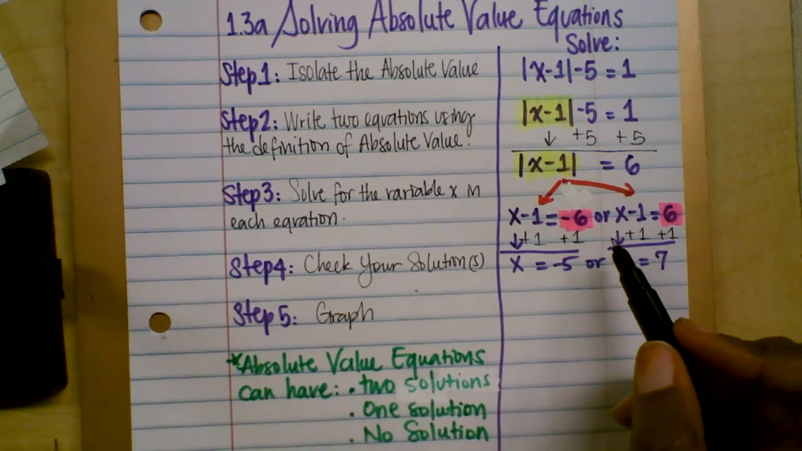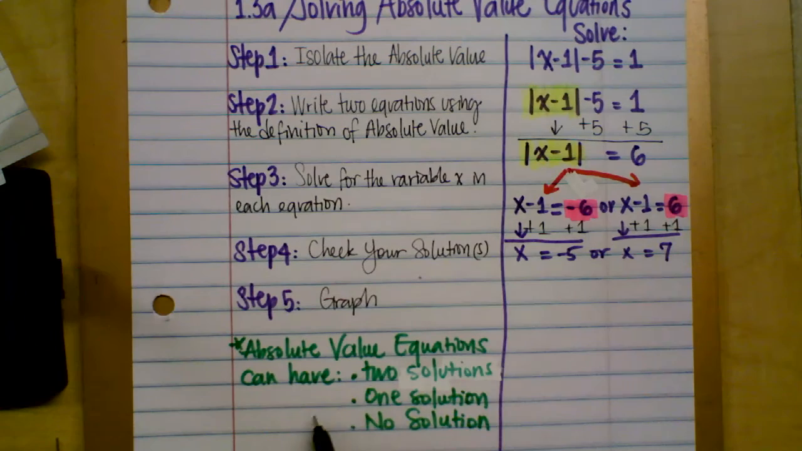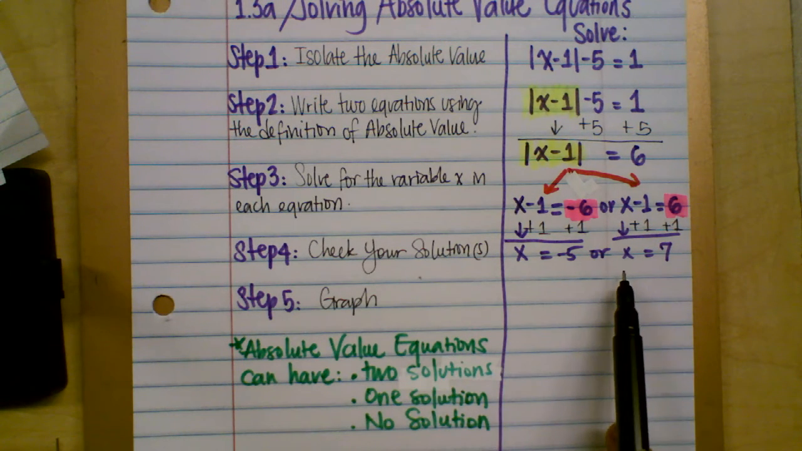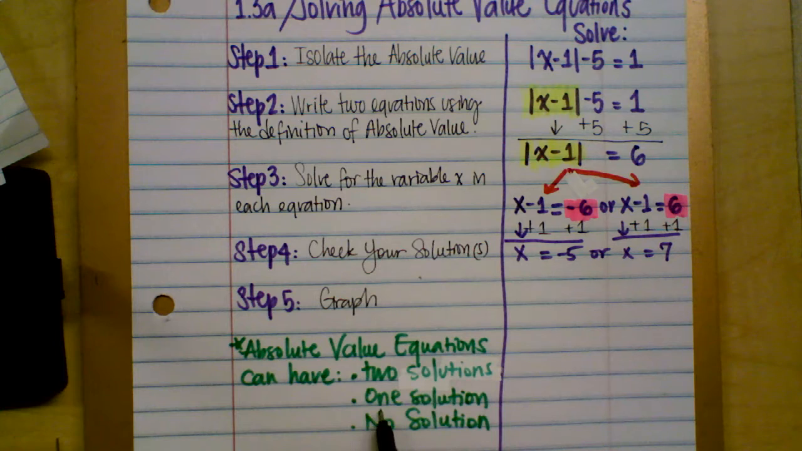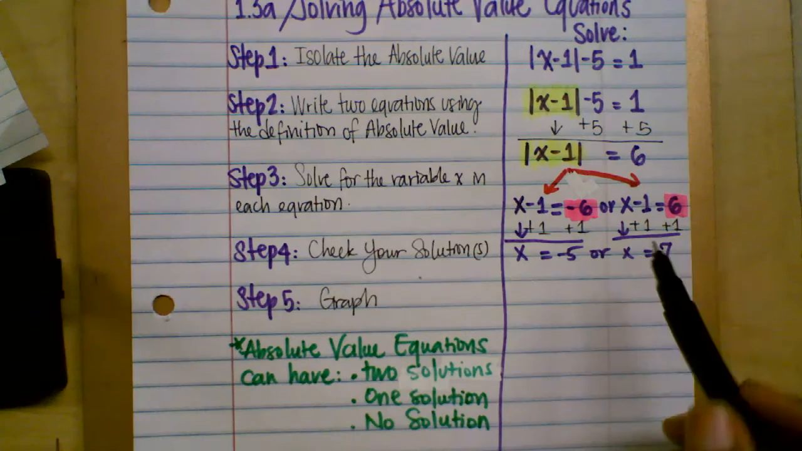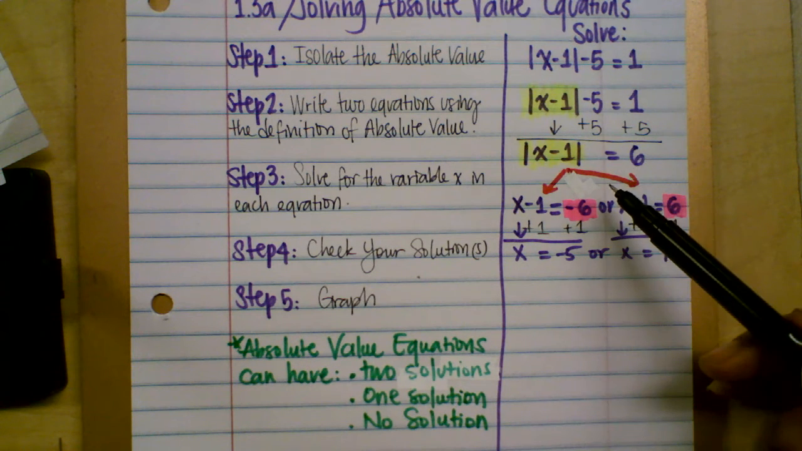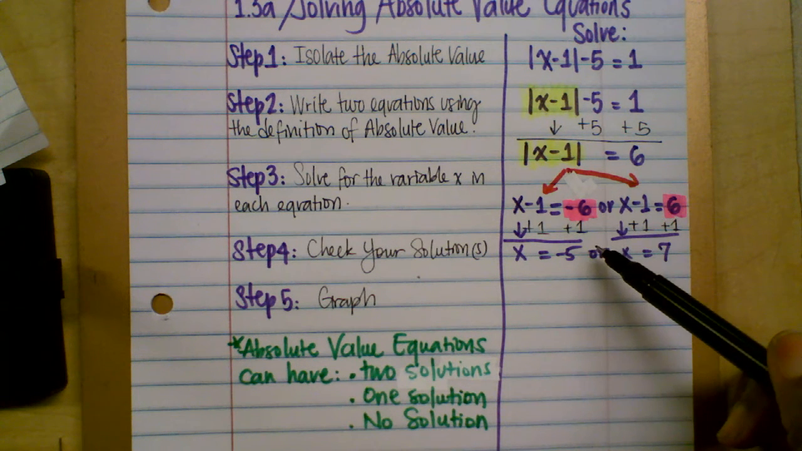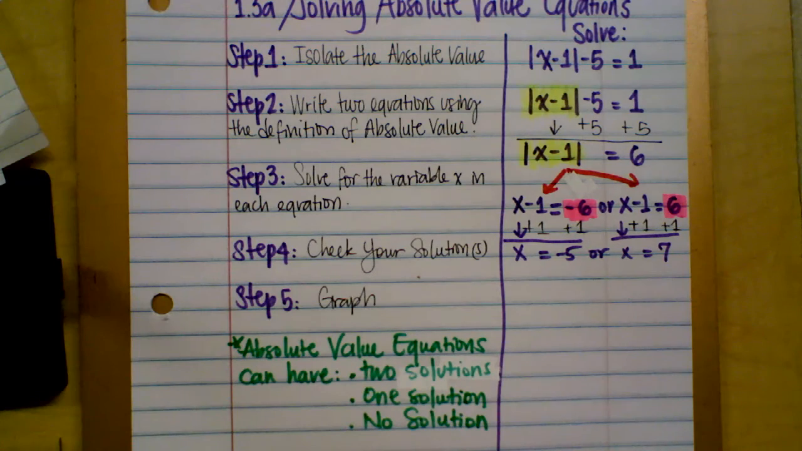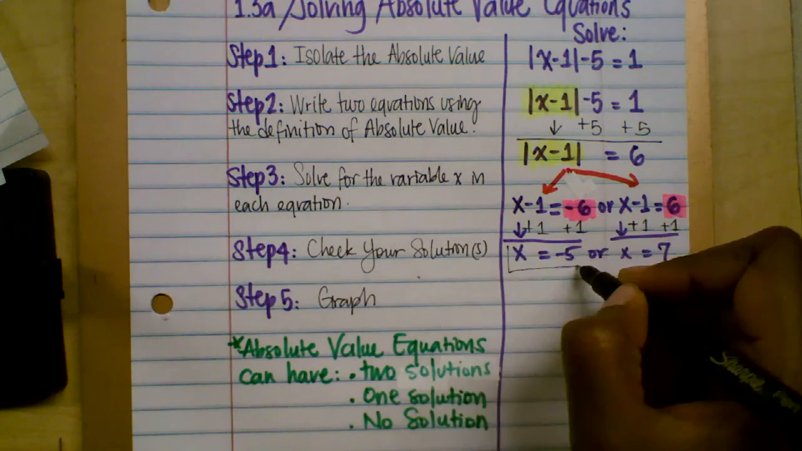Again, I just wanted to say also an absolute value equation can have two solutions. And this is the case here, you have two solutions. Any absolute value equation can have one solution, two solutions, or no solution. So here I'm showing you right now how to solve equations that have two solutions. Okay, so let's continue.